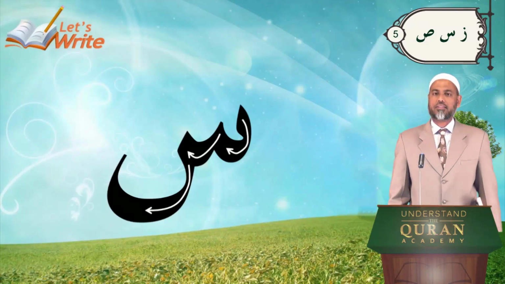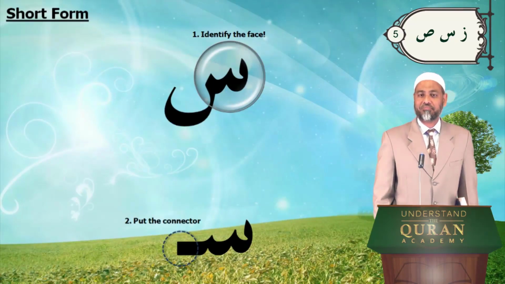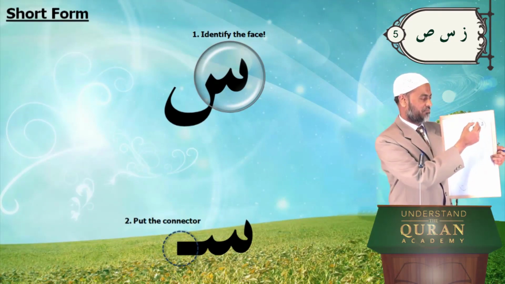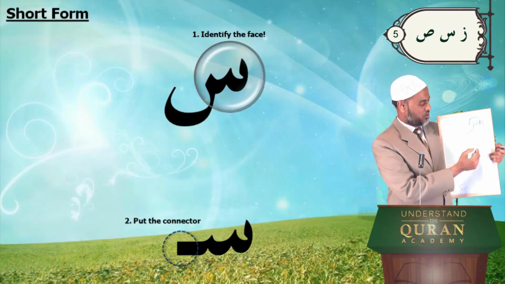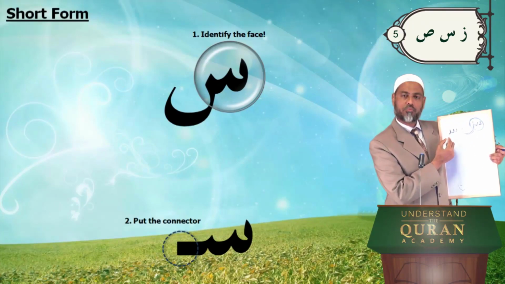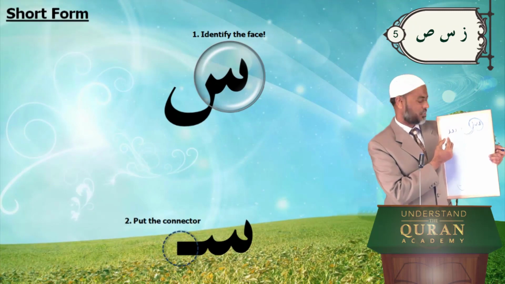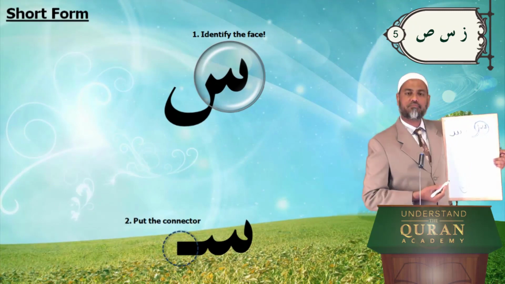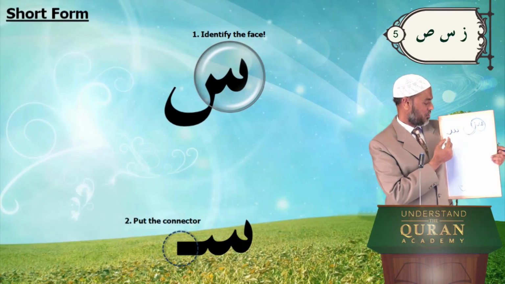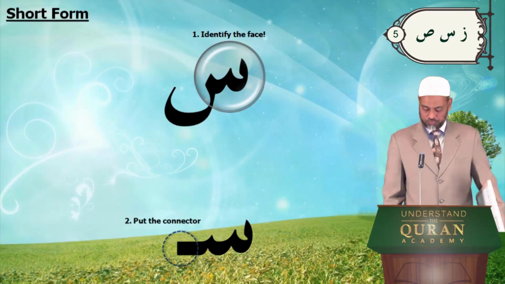Alright, let's get the short form. Short form has two steps. Identify the face. That's the face. So I got the face, small cup, and was continuing to a big cup, but I stopped there. That's the face. And then put a connector. Very simple. The face and the connector. That is the short form.